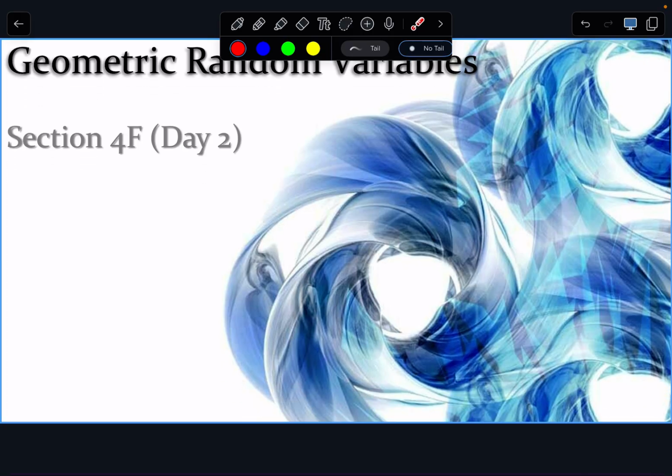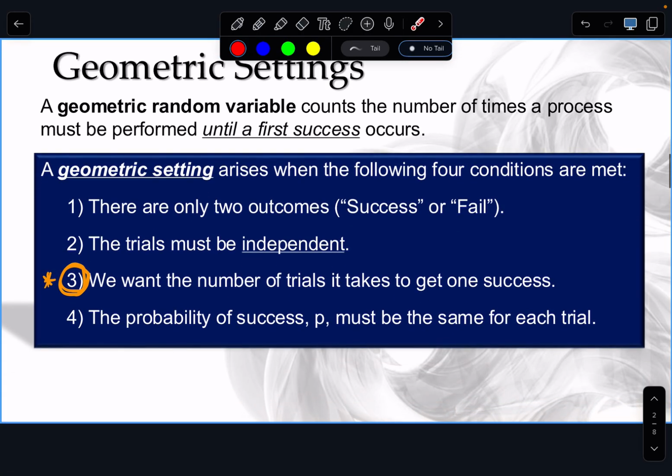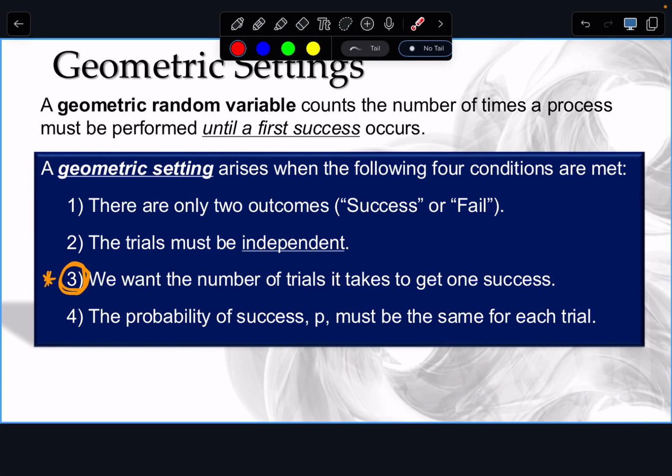So with geometric random variables, we have an almost identical set of conditions to check, but the main difference between a binomial and a geometric is that in a geometric setting, we do not have a fixed number of trials, because we're going to continue to repeat the random process over and over until we find a first success. So that's the key here.